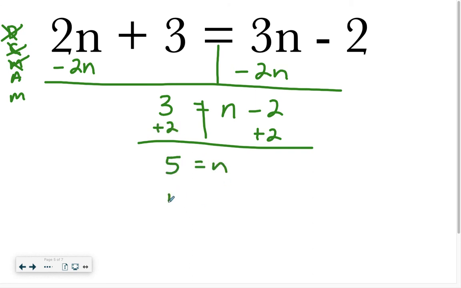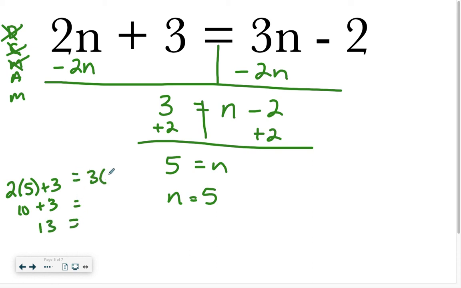You can leave it like that, or if you're someone that likes to have the variable first, that's fine. You can say n equals 5. Let's double check. 2 times 5 plus 3. 2 times 5 is 10, plus 3 is 13. All right, and then we have 3 times 5 minus 2. 3 times 5 is 15, minus 2 is 13. That checks out, so I know my answer of n equals 5 is correct.